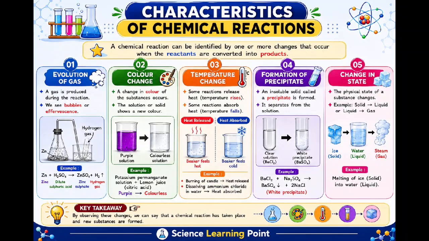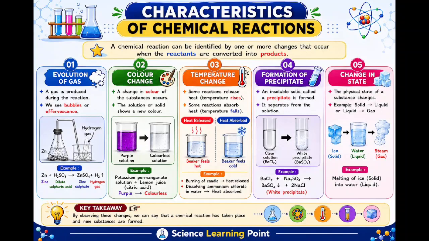The second sign is the change of color. For example, when an iron nail is placed in copper sulphate solution, the blue color of the solution gradually changes to green. Why does this happen? Because new substances are formed during the reaction. So, a change in color can also indicate a chemical reaction.